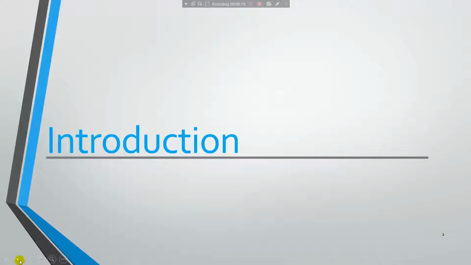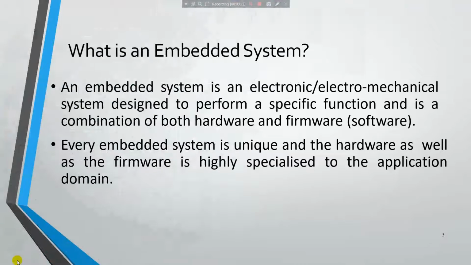So coming to the introduction part, we speak about what is an embedded system. We all know an embedded system is an electronic, or you can call it an electromechanical system. It is designed to perform a specific function, and it is a combination of both hardware and firmware. So it's very important, it's a combination of both hardware and software. That is nothing but your firmware. So any hardware and software combination is called an embedded system.